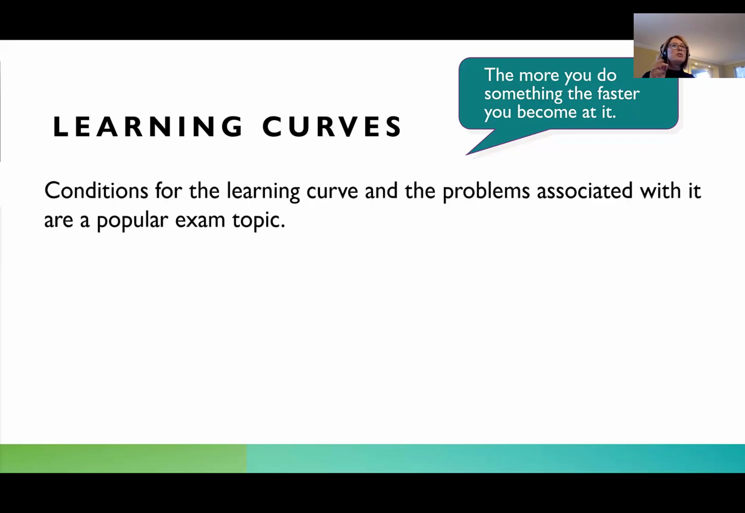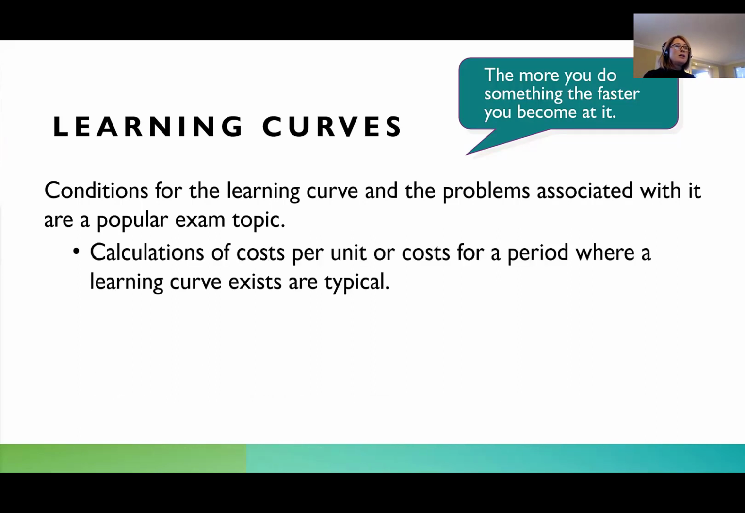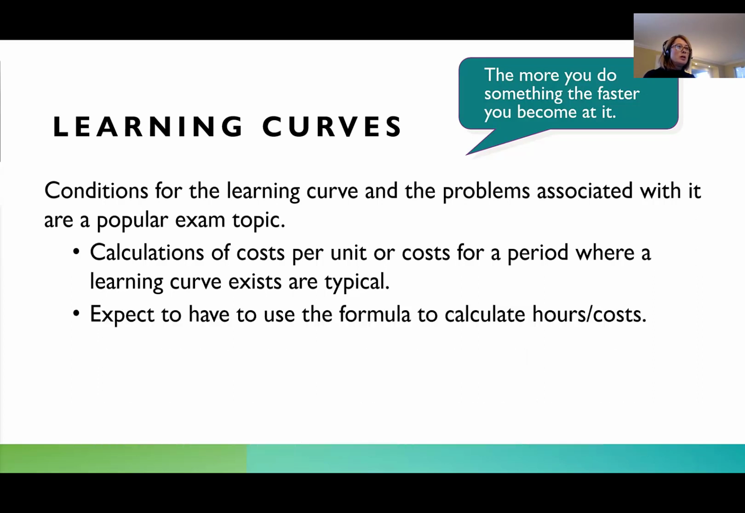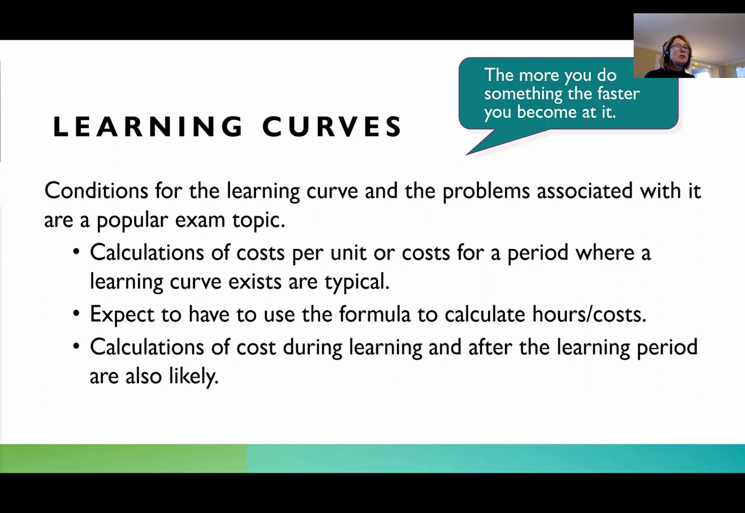The conditions for a learning curve and the problems associated with it is a popular topic in the PM exam. You've got to calculate cost per unit or cost for a period where the learning curve exists, is typical. Expect to use that formula, which we all don't seem to like, to calculate hours and costs. Note it says hours, but you also need to read the question because it could say costs. So you need to times the hours by the labour rate, and that is a trick. And calculations of cost during learning and after the learning period are also quite likely. And they come up in all sections of the exam. So learning curves is quite a key topic.